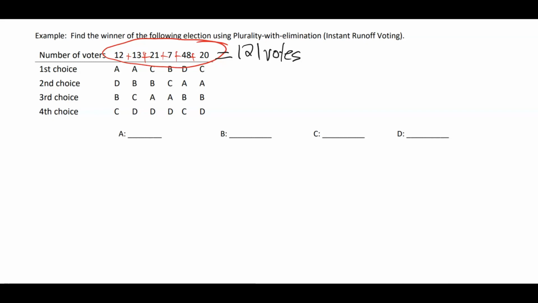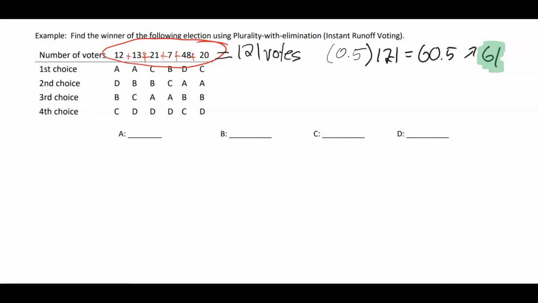The plurality with elimination, or the instant runoff voting, is a method that terminates once somebody has the majority. So if we take the majority, half of the 121 votes gives us 60.5. We round up, because if you got 61 votes, you would have more than half. So we're looking for someone that eventually has 61 total votes.